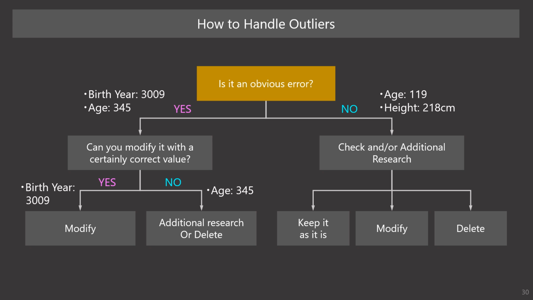Let's go back to the first question. In some cases, we cannot say it is an obvious error. For example, as a person's age, 119 is a very rare value, but not impossible. Similarly, 218 cm of body height is rare but possible. In such cases, we need to check the data or carry out additional research to identify the correct value. Then, we should determine whether to keep it as it is, modify, or delete it.